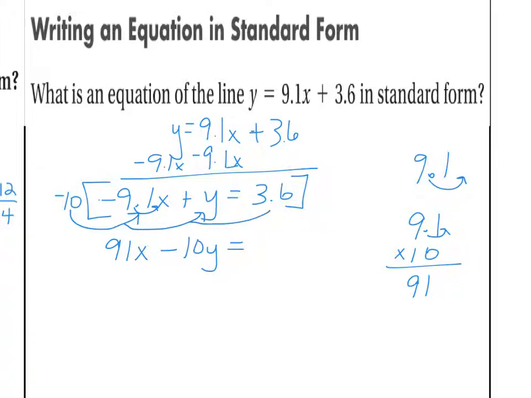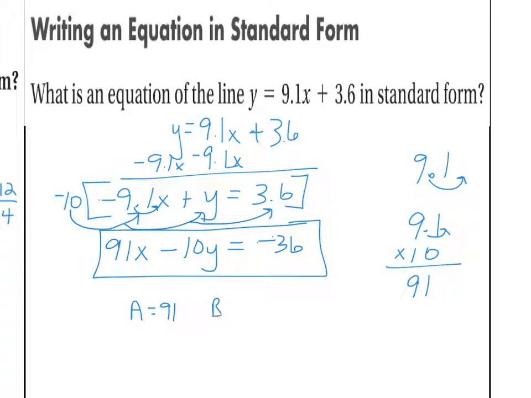And then I'm going to take that negative 10 and multiply it by 3.6. On your calculator, negative 10 times 3.6 is going to give me negative 36. Okay, now as you look at this, you'll see no decimals, no fractions. My a value is 91. My b value is negative 10. And my c value is negative 36. That is now in standard form.